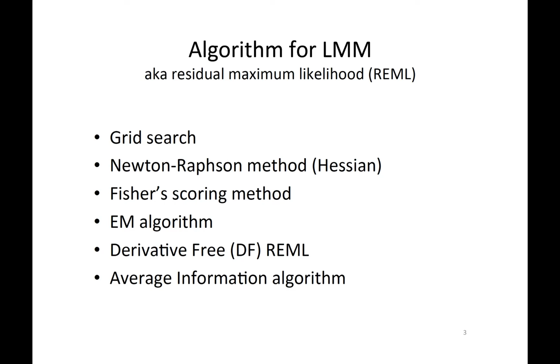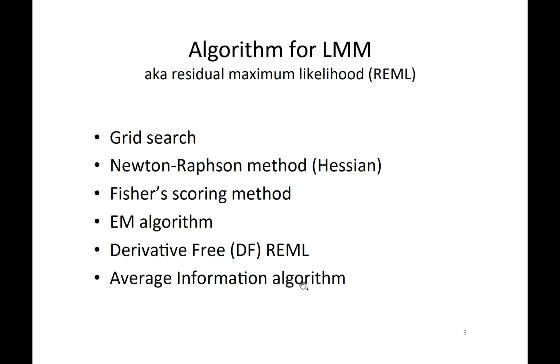So first, algorithm for linear mixed model. This is known as residual maximum likelihood. It's called REML. So in the last lecture, I showed grid search and Newton-Raphson method can be used to estimate heritability. In addition to this algorithm, there are a number of different algorithms: Fisher scoring method, expectation maximization algorithm, derivative-free REML, and average information algorithm.